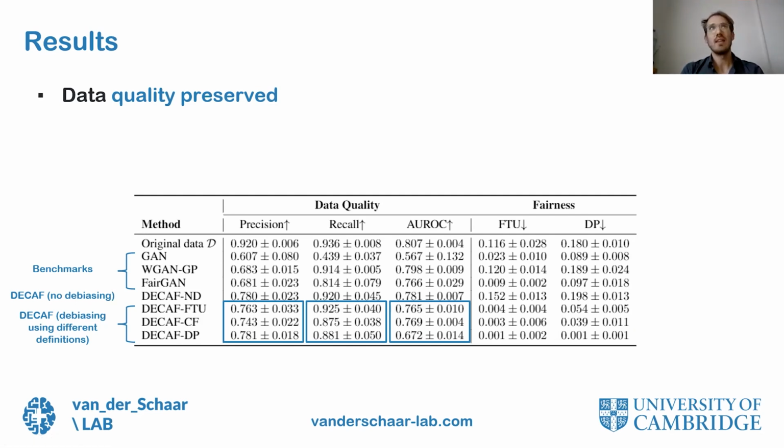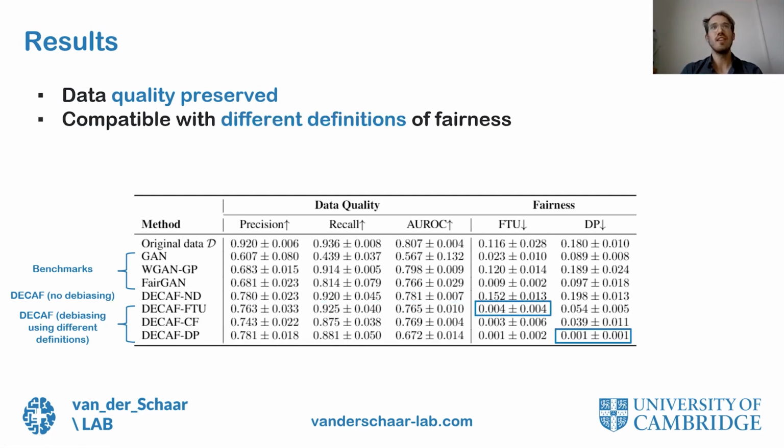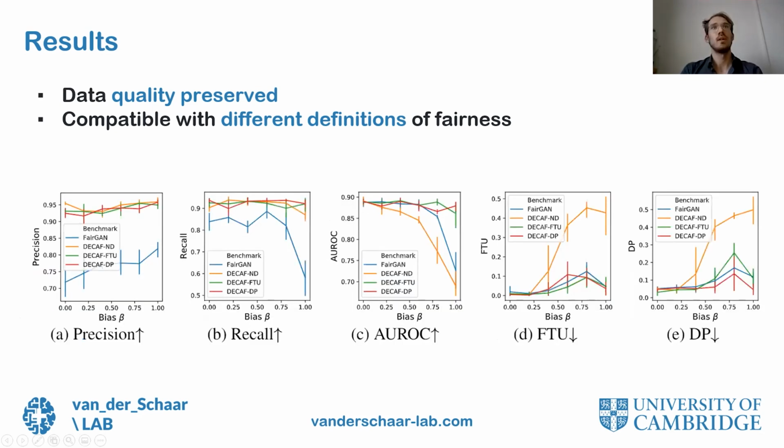When we look at the fairness, we see that for different definitions, we can guarantee fairness. So if we want to have just FTU fairness, which basically means no direct discrimination, we can actually create that. If we also don't allow indirect discrimination, we can also achieve that, but with a different DECAF model, so different edges removed. Here, without going into much detail, we show that even if the bias increases, DECAF performs remarkably well.